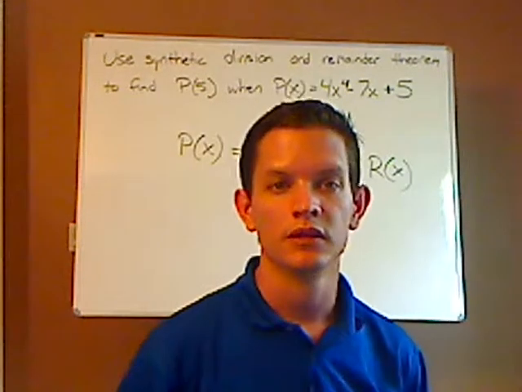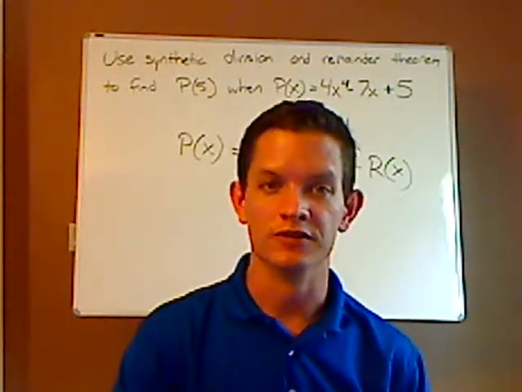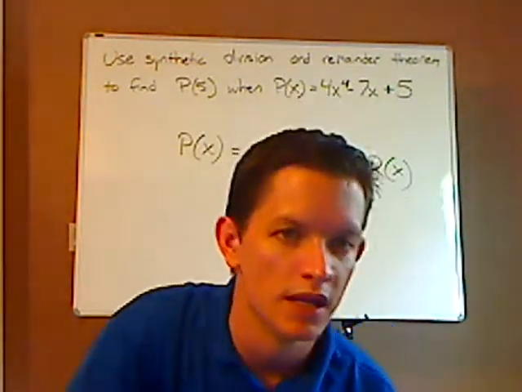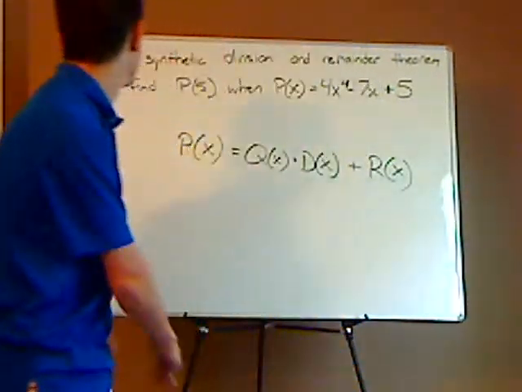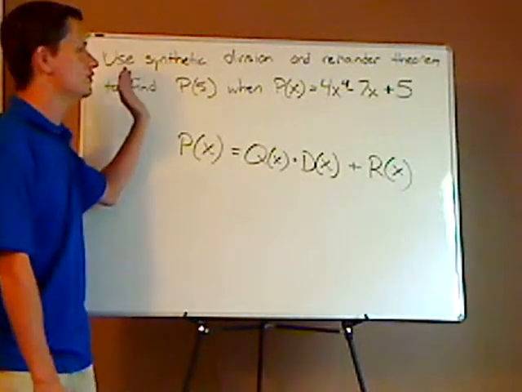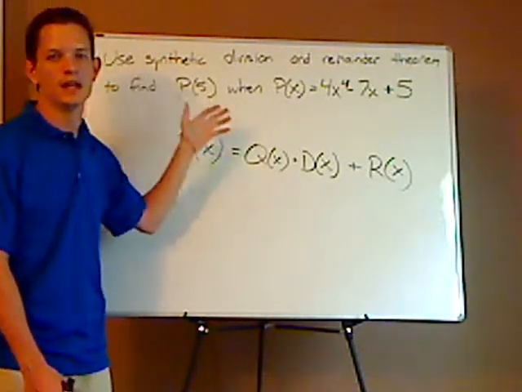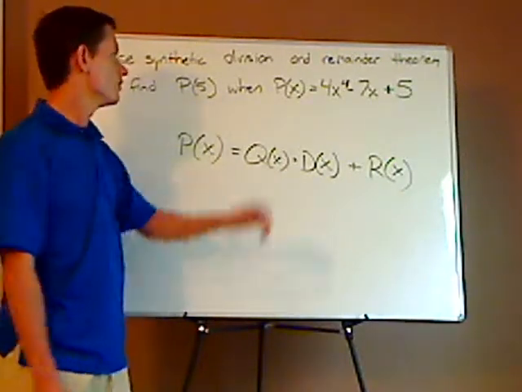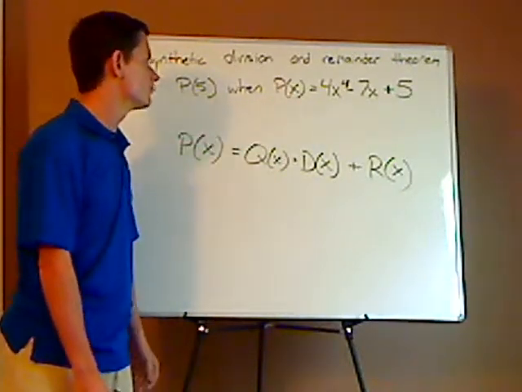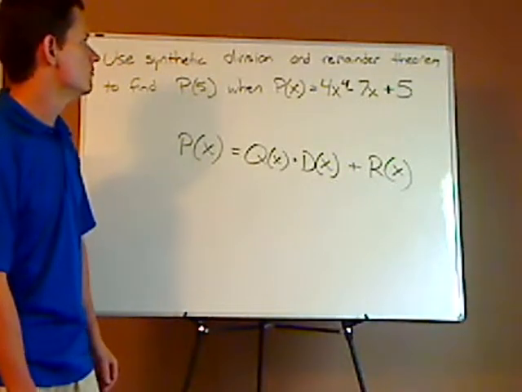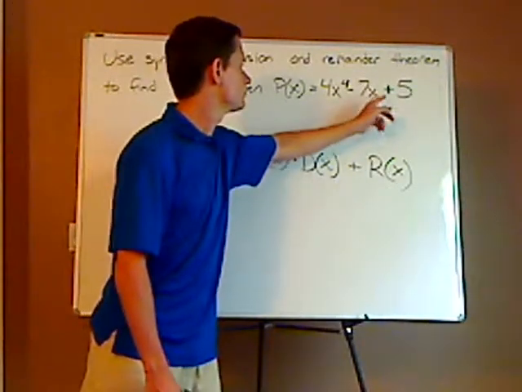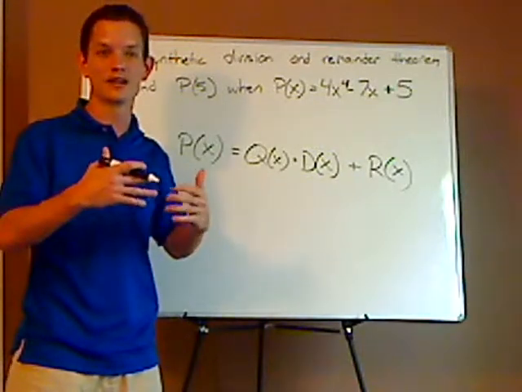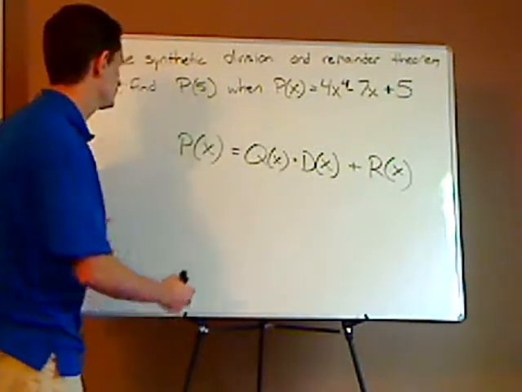Hi, I'm JD, and what we're going to be doing today is using the remainder theorem to find p of some number. On the board, I have: using synthetic division and the remainder theorem, find p of 5 when p of x equals 4x to the fourth minus 7x plus 5. Now, before you work out this problem, let me show you the concept behind it.